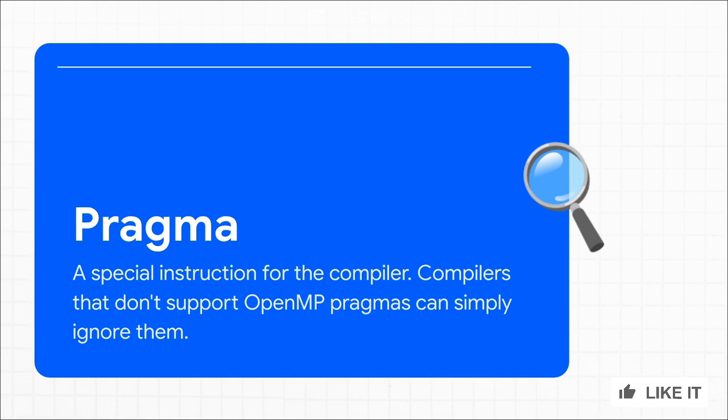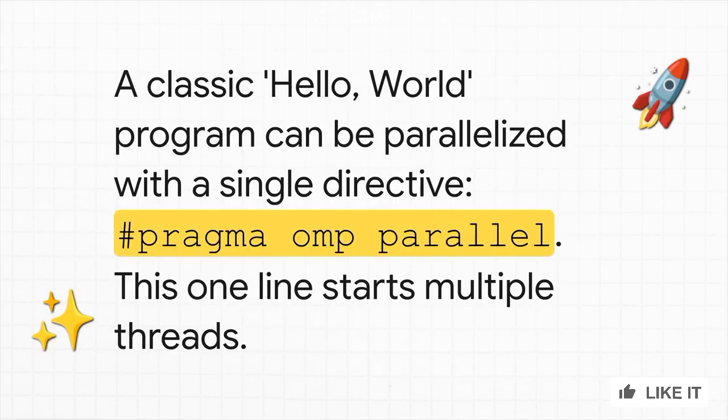Now, if your compiler understands OpenMP, it follows the instruction. But, and this is the really clever part, if the compiler has no idea what OpenMP is, it just ignores the line completely. That means your parallel code can still run as a totally normal serial program on any machine, no changes needed. Let's look at the most classic program of all time, Hello World.